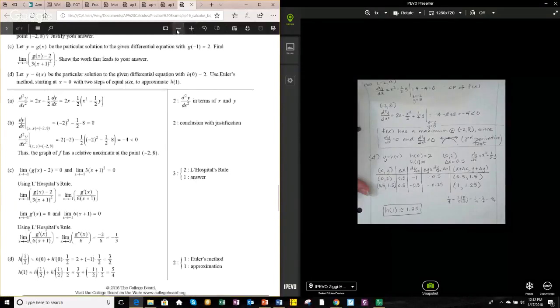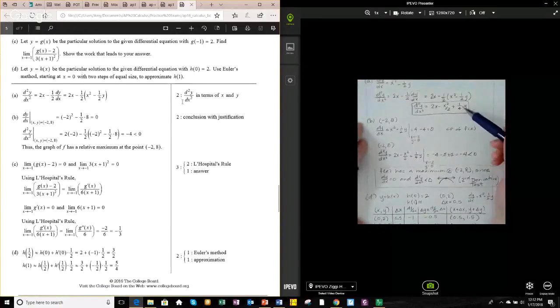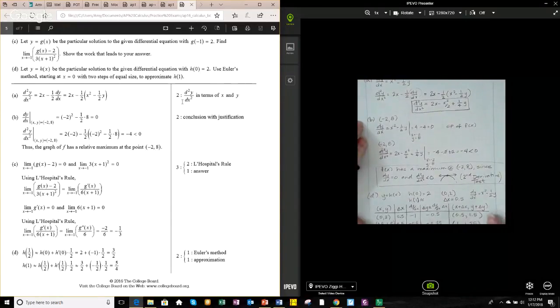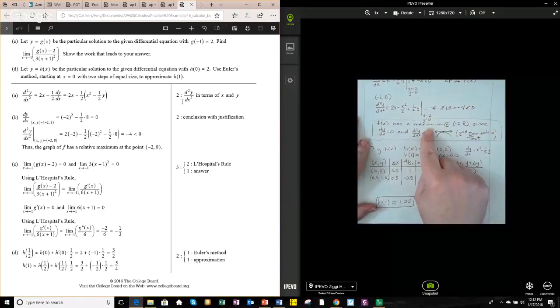Make it a little bit smaller. So you get 2 points for part A. That's nice. And you get 2 points for your conclusion that it's a maximum, and your justification, which we used the second derivative test, and they did too in the scoring guide over here. And then this, like I said, part C we're not ready to do yet.